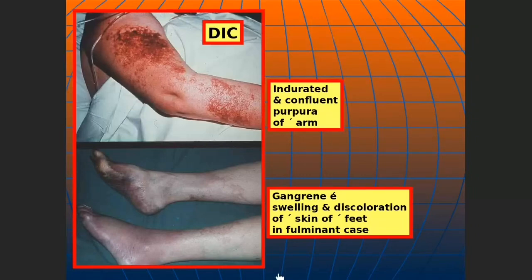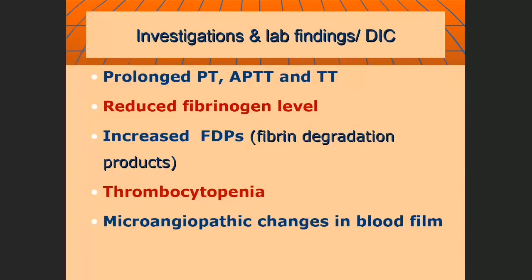Investigations and lab findings. All coagulation times are prolonged: prothrombin time, activated partial thromboplastin time, and thrombin time. Thrombin time is prolonged because fibrinogen is consumed in formation of fibrin. Reduced fibrinogen level. Due to increased fibrinolytic activity, there is increased FDPs, fibrin degradation products.